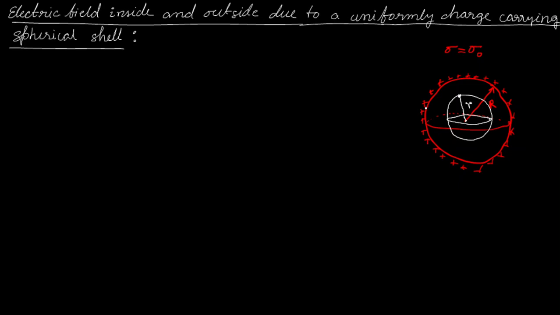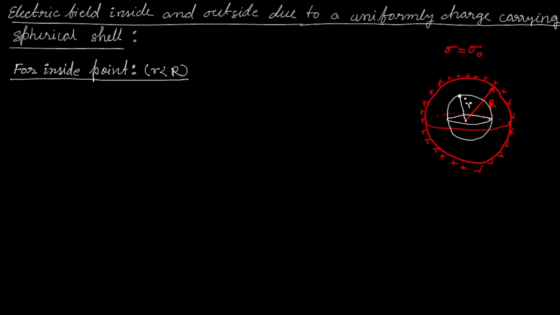So this is our Gaussian surface, and if on the surface the electric field is E, let me write here for an inside point. That is the point we have considered here, P, at distance r, so this r is less than capital R. So now we want to calculate the electric field at this point.